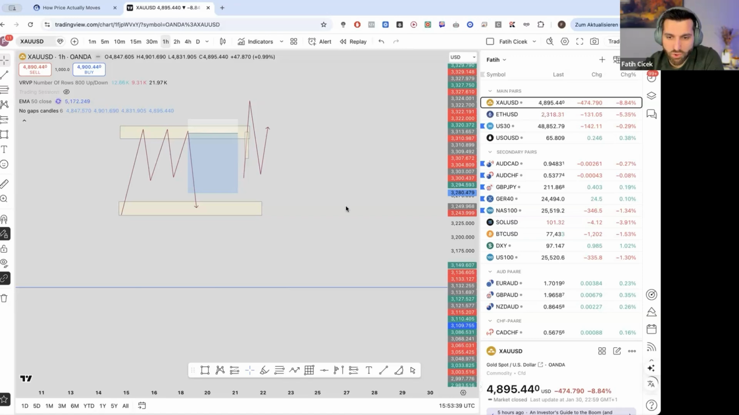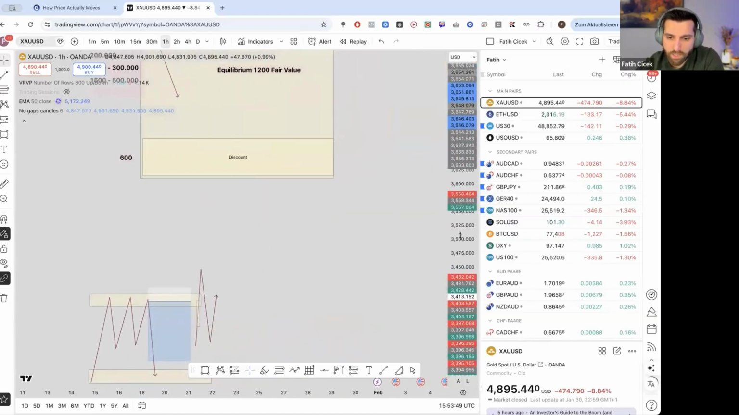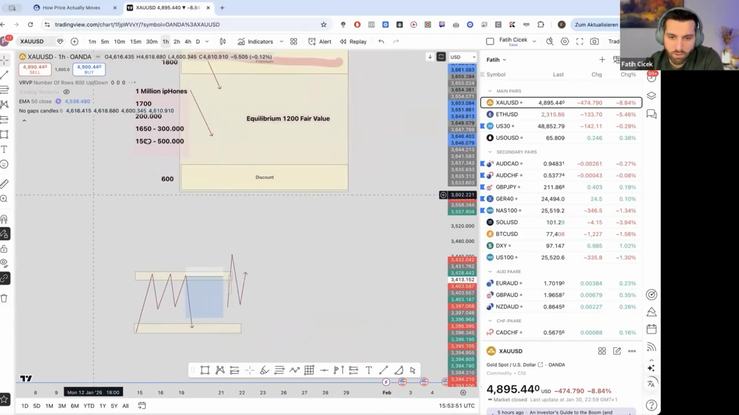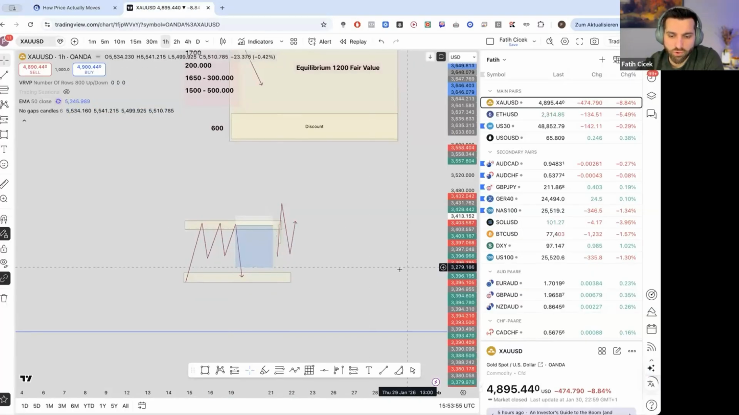Okay. Do you guys have any additional questions on liquidity, on accumulation, on market auction theory, on how price moves, and all the additional stuff?